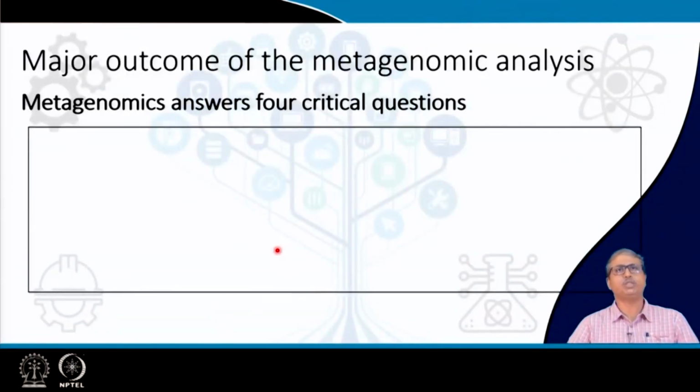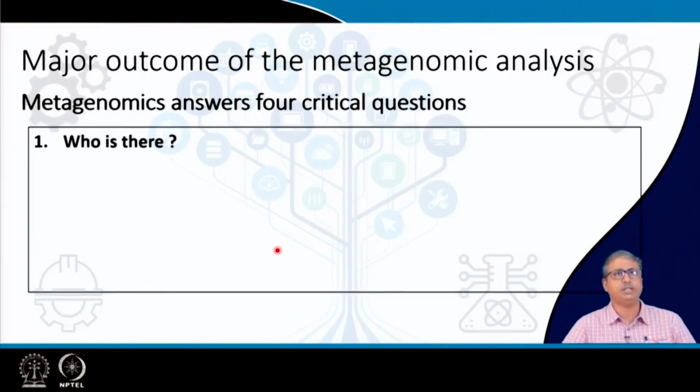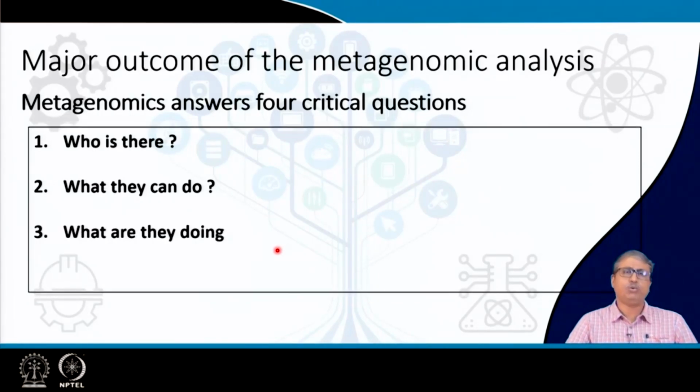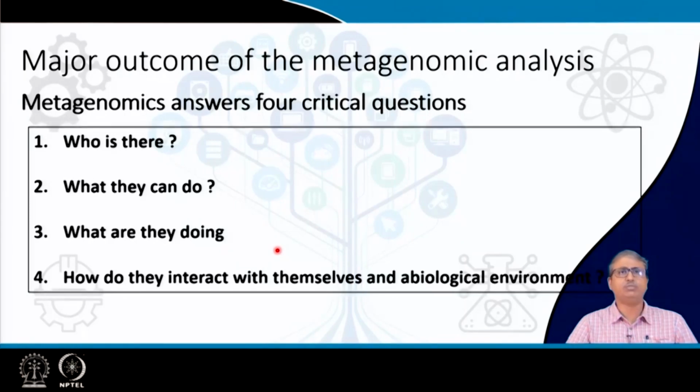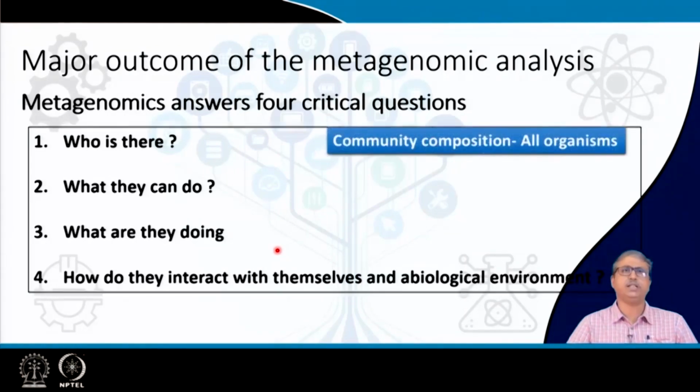So, what is the major outcome of the metagenomic analysis? Basically, the metagenome is still able to answer the 4 fundamental questions: who is there, that means the organisms present; what they can do, that is their potential; what they are doing; and finally how they interact with themselves and the biological environment.